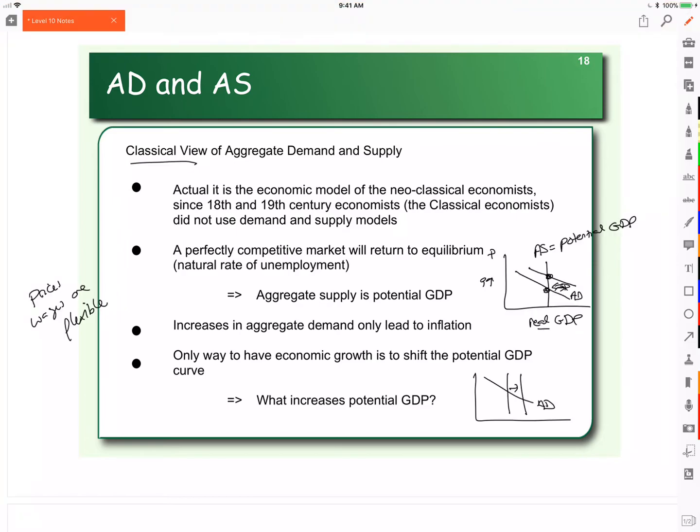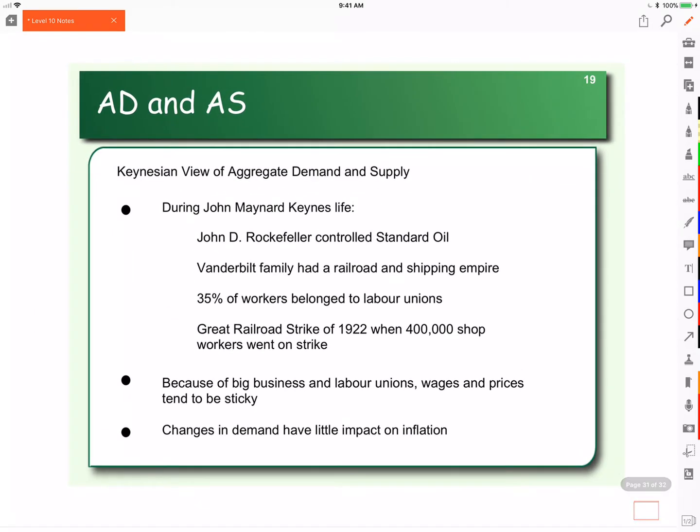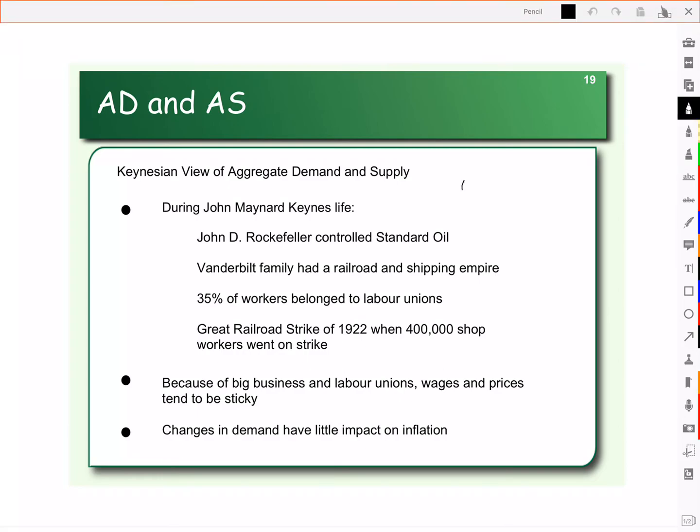All right, well, what about the Keynesian view? Well, John Maynard Keynes, during the Great Depression and before that, he saw that prices and wages were sticky, right? They weren't flexible. Prices and wages were sticky.